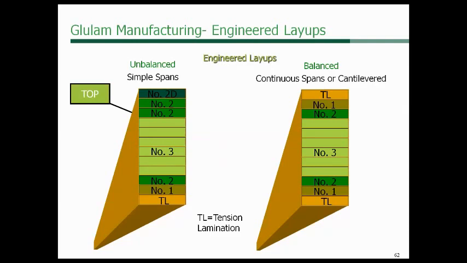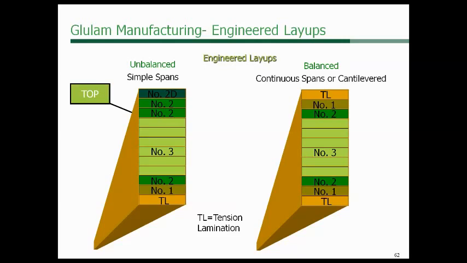With Glulam manufacturing, the way the laminations are organized or oriented is referred to as the layup. And in this slide, we show two types of layups that are fairly common. The left one would be an unbalanced layup. So that's for a simple span, floor beam or something along those lines, where you're going to have tension at the bottom, compression at the top.